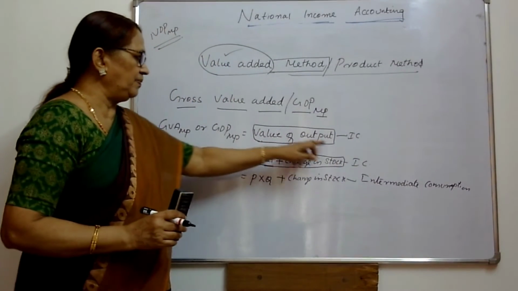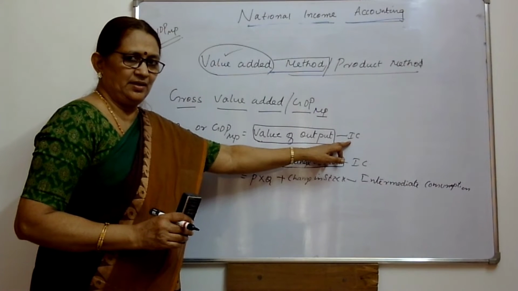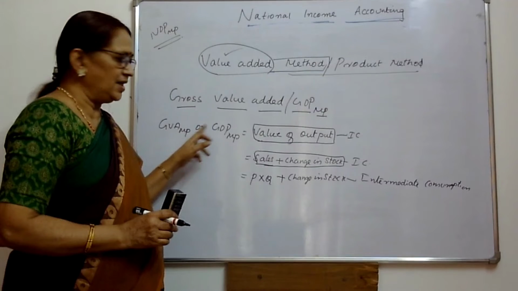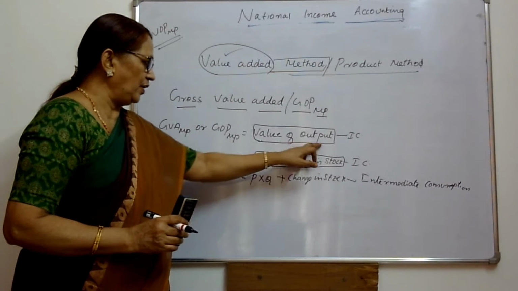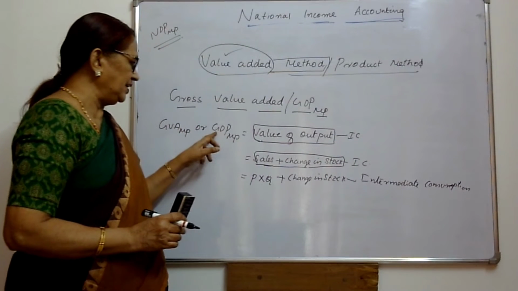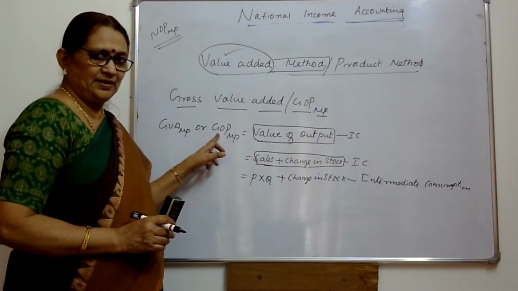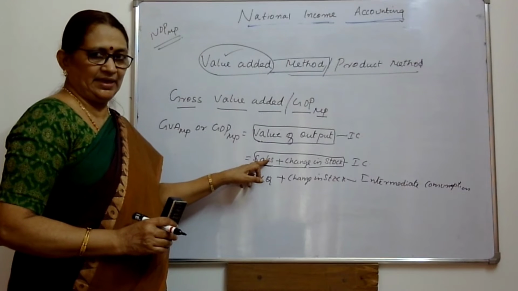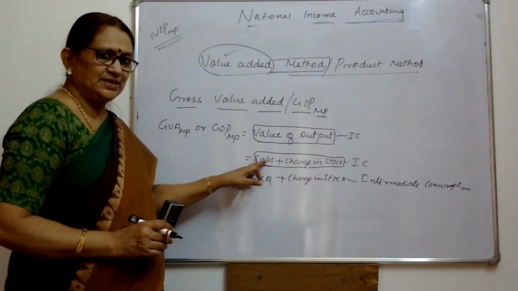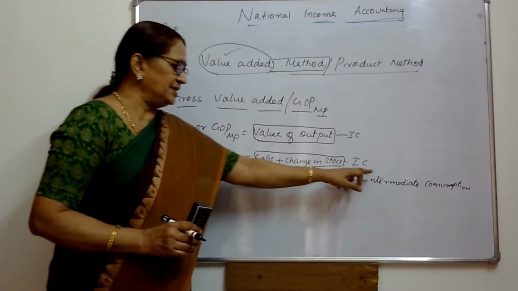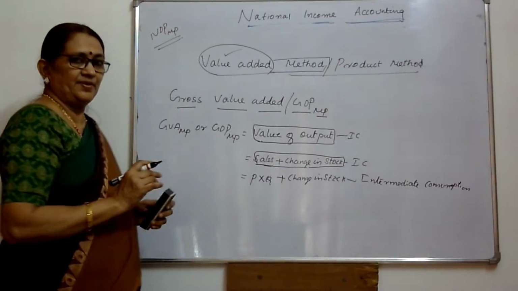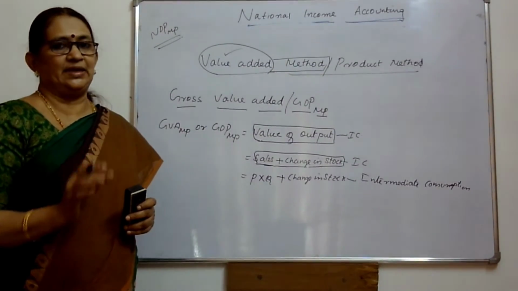So, value of output minus intermediate consumption, we get GDP at market price or gross value added at market price. Or instead of value of output, sales plus change in stock minus intermediate consumption, we get GDP at market price. If sales is not given directly, if price and quantity are given, price into quantity you will get sales. Plus change in stock minus intermediate consumption. So what about change in stock? Otherwise known as change in inventory.